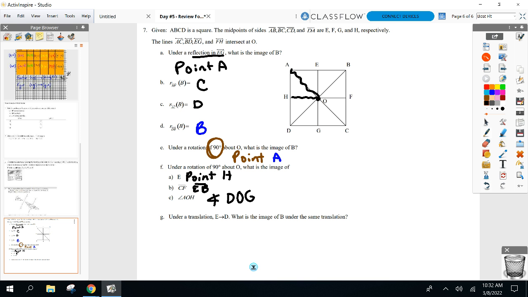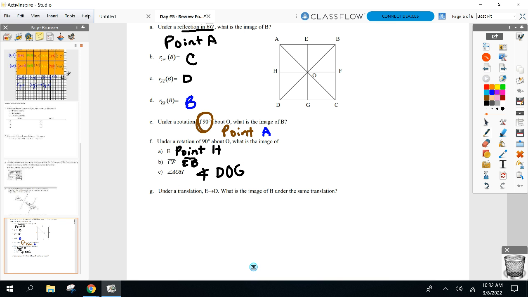And then finally, the only thing I didn't cover with you is, can we do a translation? Sliding it. And the answer is yeah, we can. So here's the deal, because I'll pull this on you tomorrow. Translation. So you know you're sliding up, down, left, and right. E's going to D. So right now, I'd like you guys to try to figure out, how do I move E onto D? Up, down, left, right, how many spots? So figure that out right now on your own.